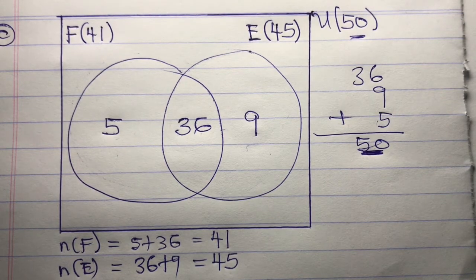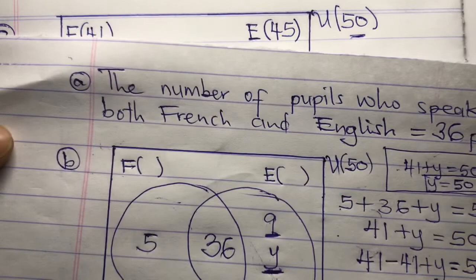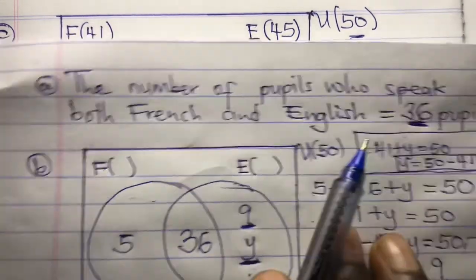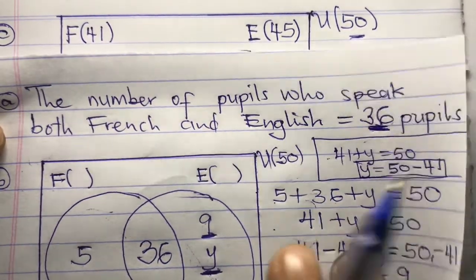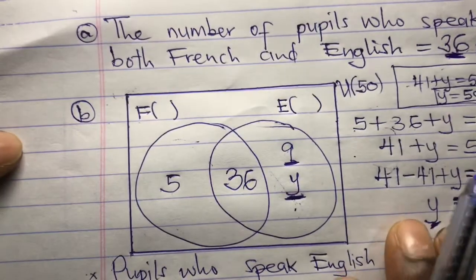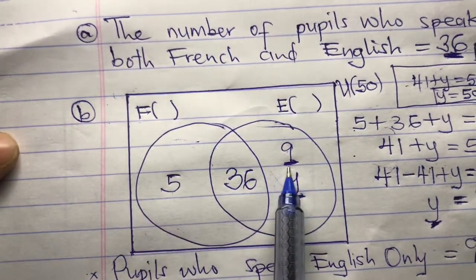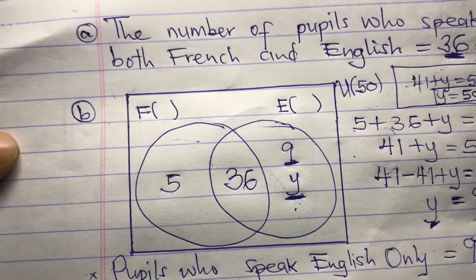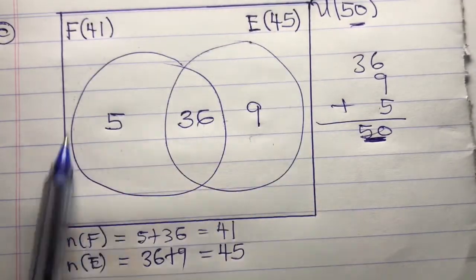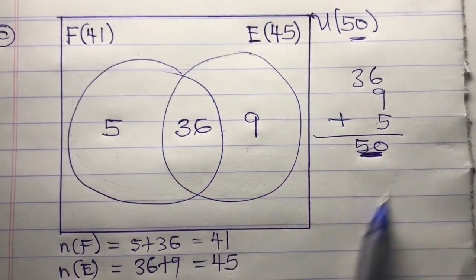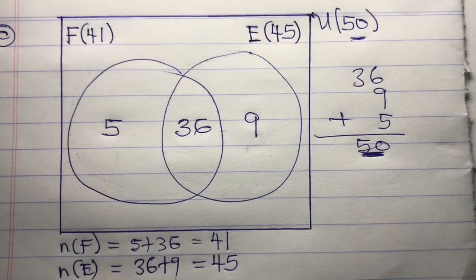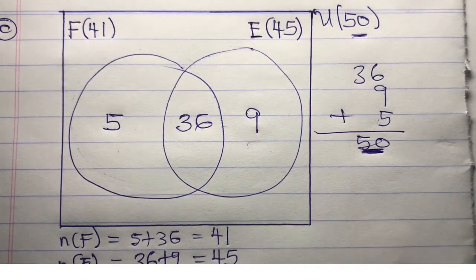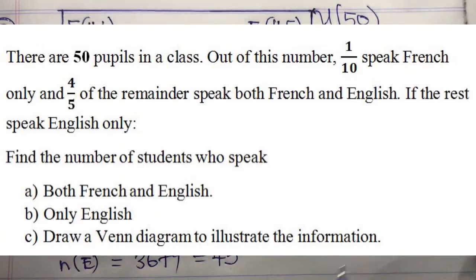So when we solved it, we found out that the number of pupils who speak both French and English, we had it to be 36. And those who speak only English, over here, we had it to be 9. All right. And we have illustrated it on the Venn diagram. So we are done. And this is how you solve this challenging question that my students are faced with.